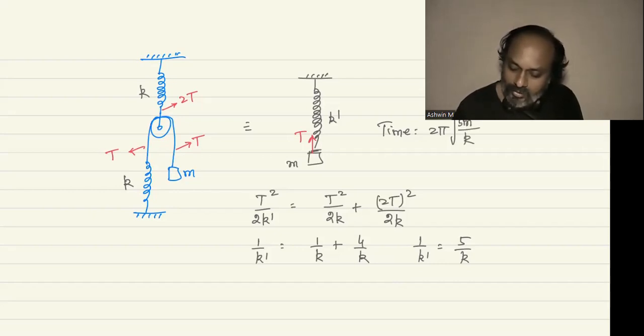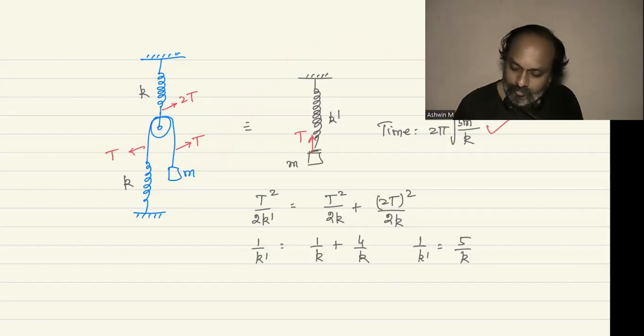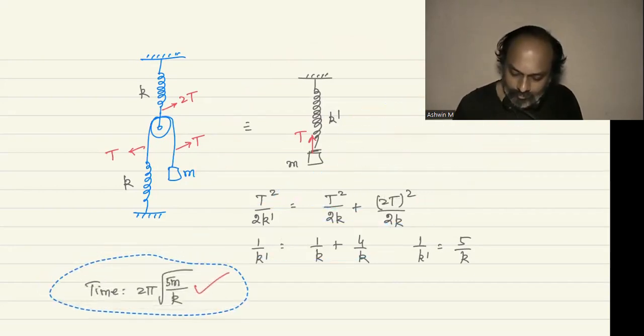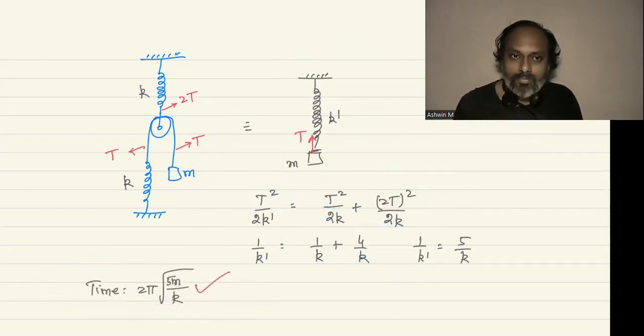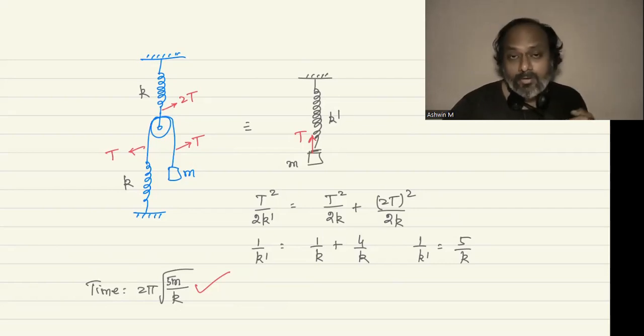So see how quickly we got the expression for time period of oscillation of this particular block, which is connected to the required set of two springs with the pulley, right? So that's about the idea behind this particular method. Hopefully you will incorporate this into scenarios where you need to find the time period of oscillation of a particular block connected to any arrangement of multiple springs. Okay.